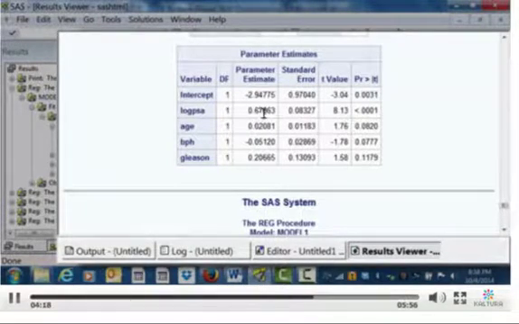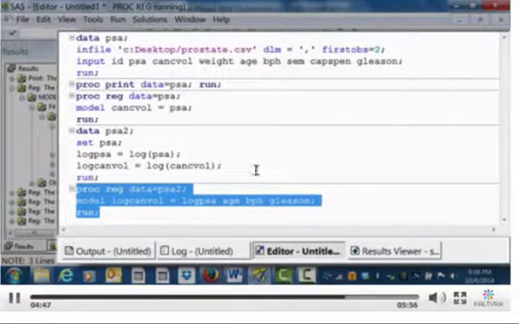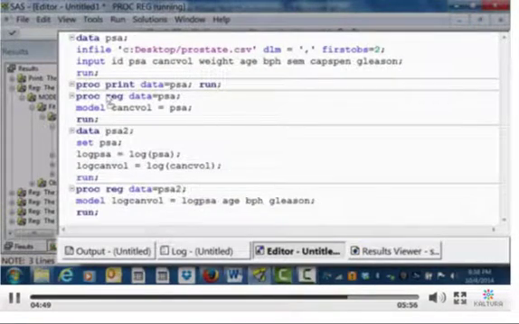So log PSA, for example, this slope indicates that for every 1 unit increase in log PSA, the cancer volume will increase by 0.68 units, given that age, BPH, and Gleason are held constant, or controlled for in the model. Nothing else is controlled for. So I have to interpret each of these slopes in the light of the fact that the other slopes are in the model. And if I remove another one, I'm going to go ahead and remove BPH.